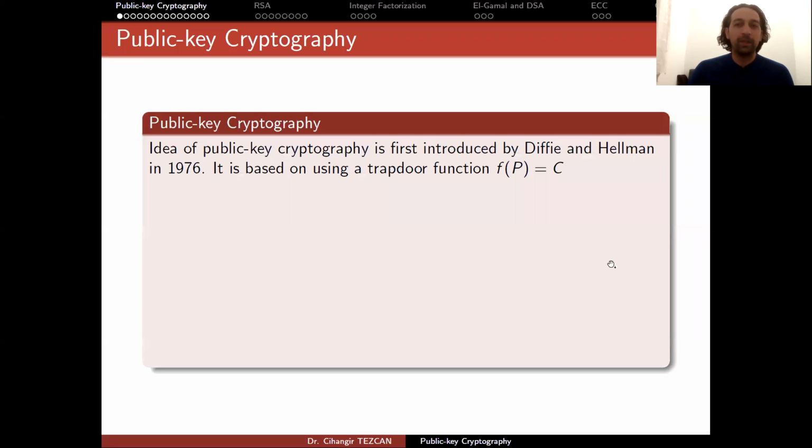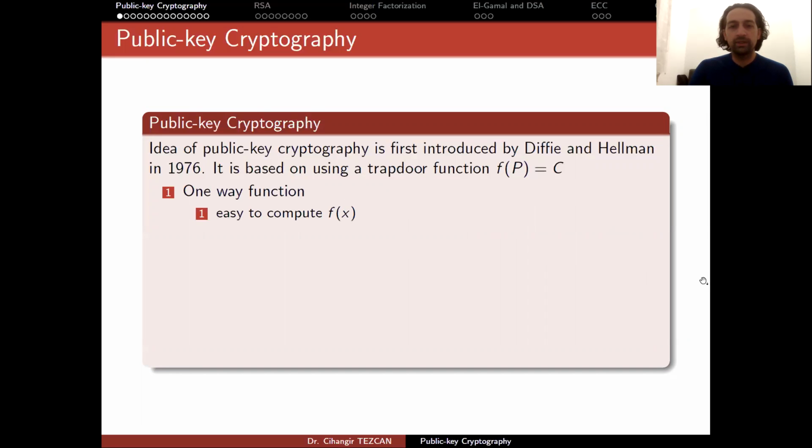So let's start. The idea of public key cryptography was first introduced by Diffie and Hellman in 1976. They wrote a fantastic paper titled New Directions in Cryptography, I guess. In that paper, they describe how we can have a public key cryptography. So their idea is as follows. It is based on using a trapdoor function as f. It takes some input p and produces some output c. But they name it trapdoor as follows.